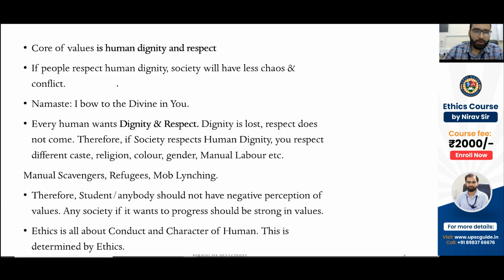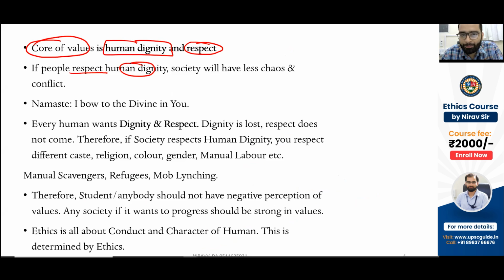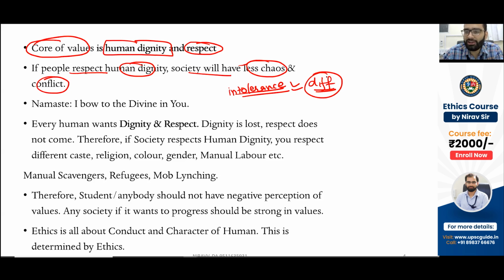Now let us go into the core of values. When we talk about values, what is the core? Two values: human dignity and respect. If people respect human dignity, society would have less chaos and conflict. What happens is there is intolerance. We do not have tolerance. We don't tolerate the differences. And when we don't tolerate the differences, we don't respect them, my friends.